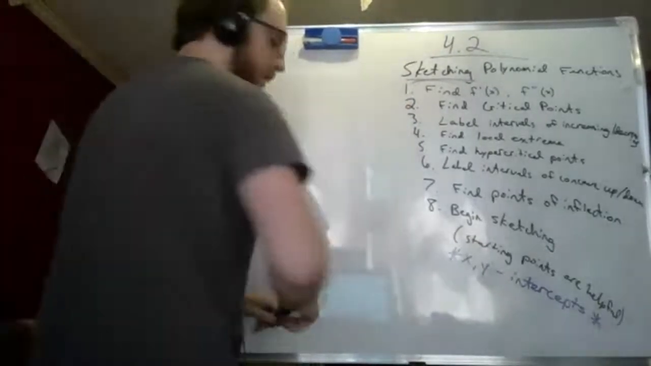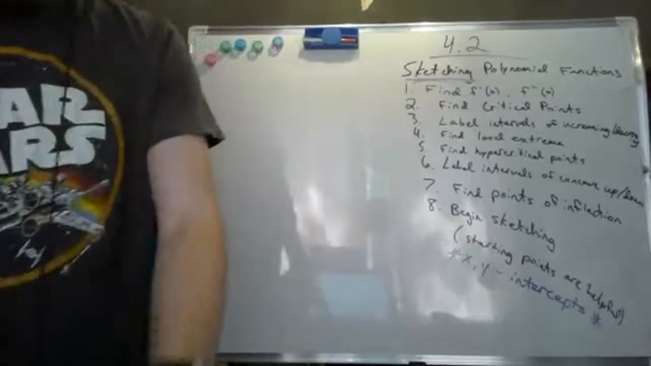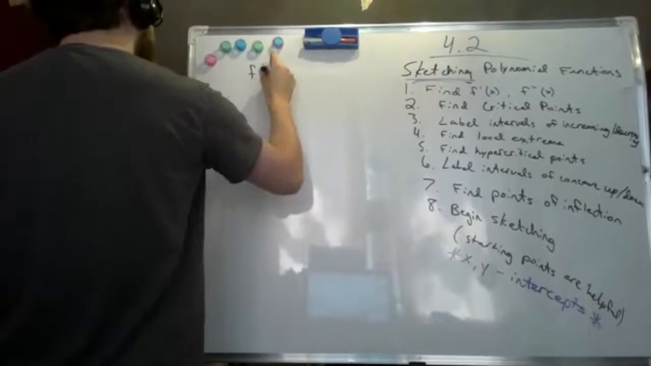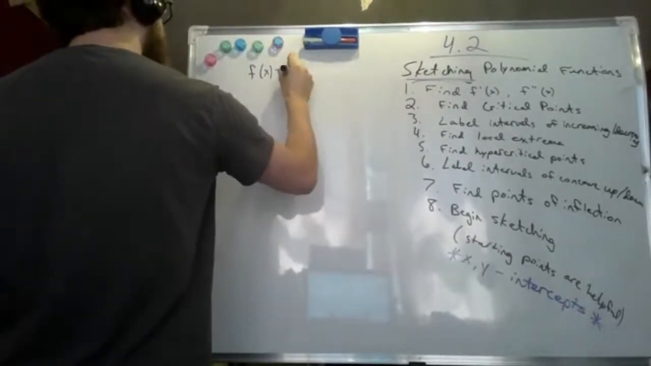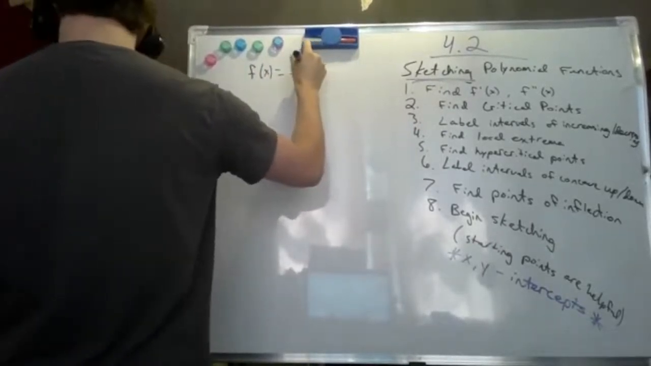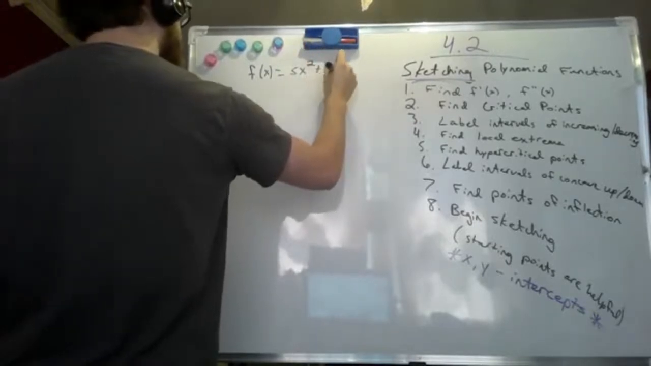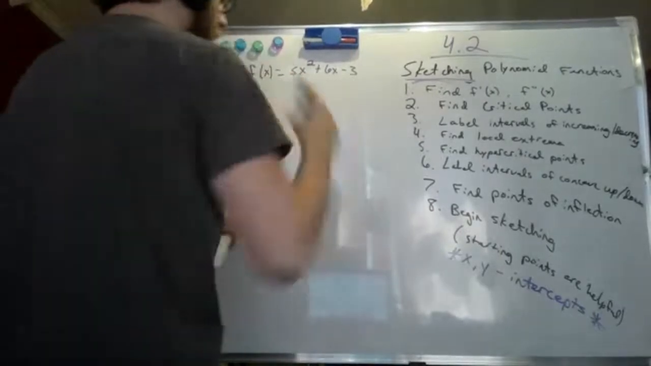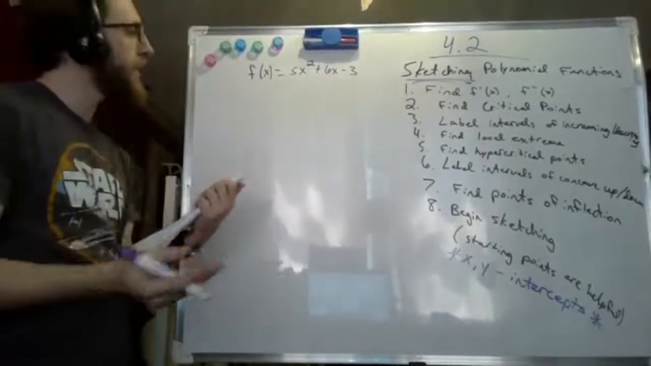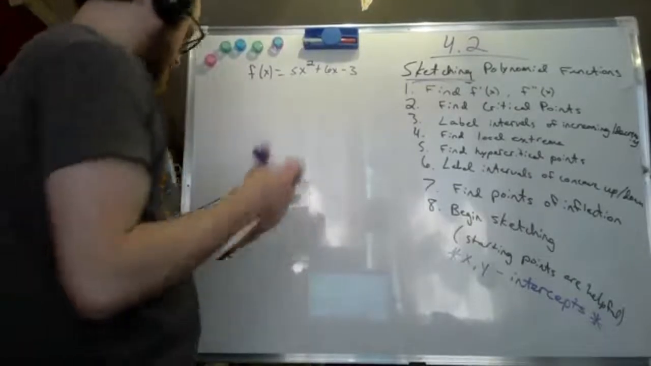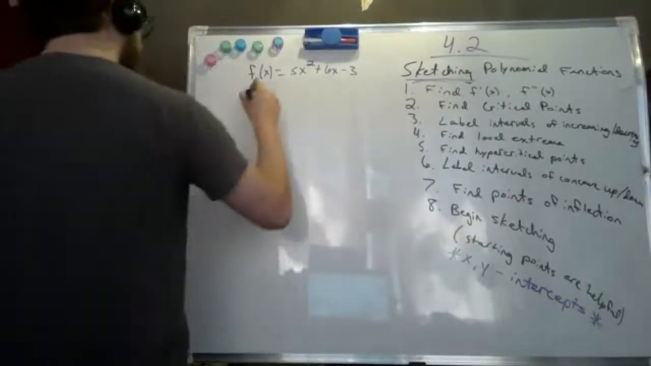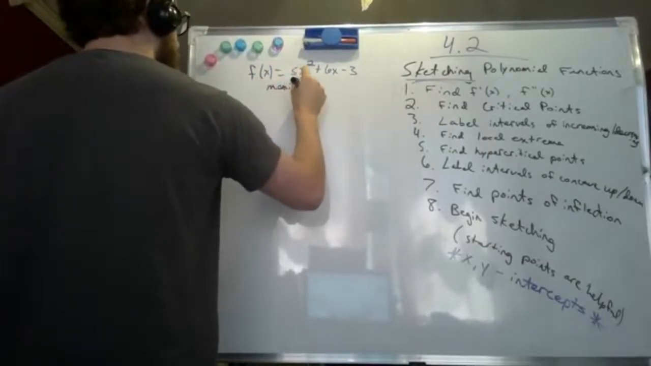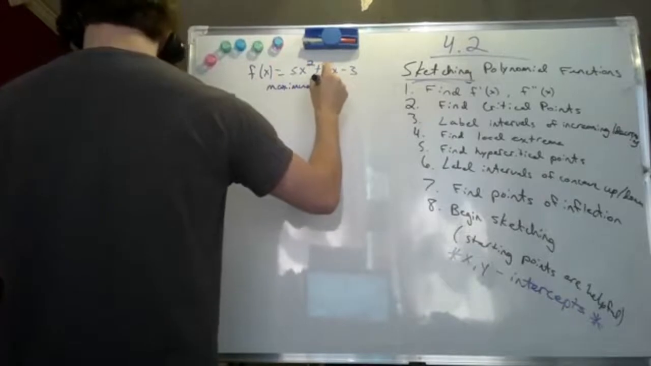Alright, so what's this question asking for? So now we have, suppose f of x is equal to s x squared plus 6x minus 3. So again, we have some unknown s label here. But just as before, we're going to treat it as a constant. Okay, now what? And we're told that we have a maximum at x equals 1.